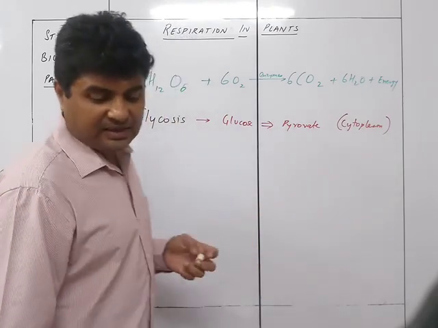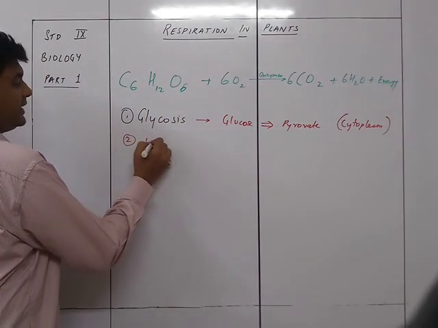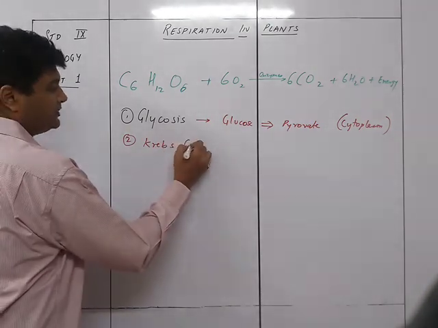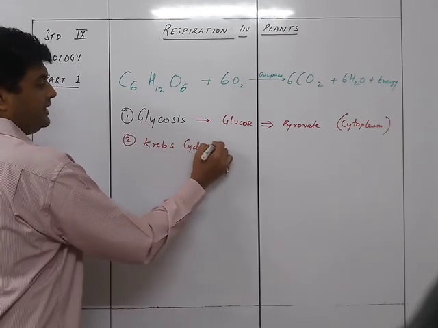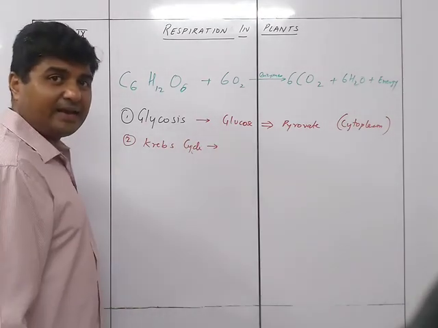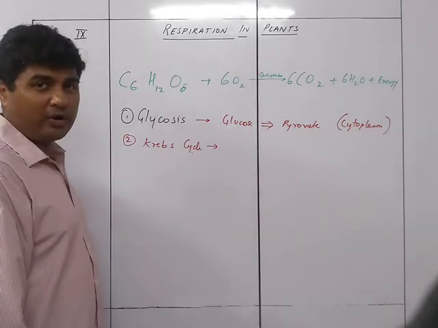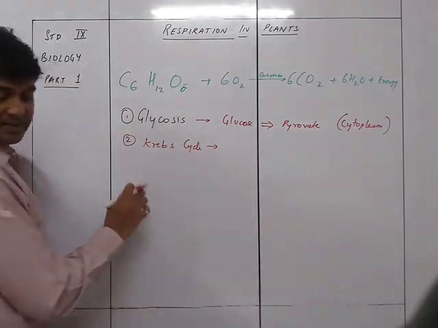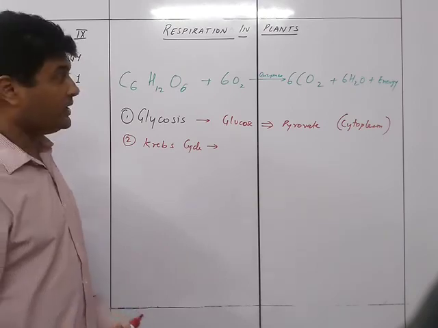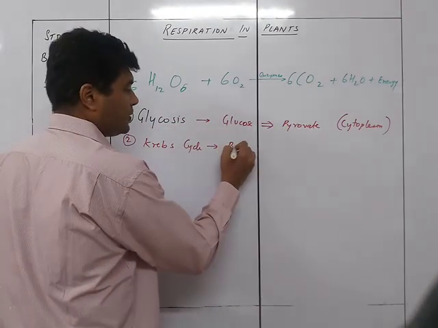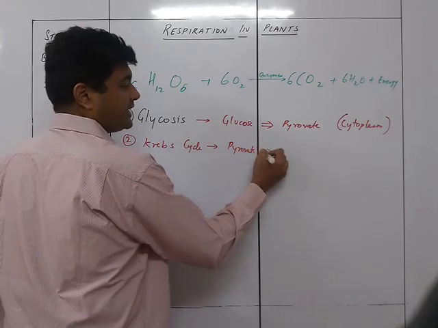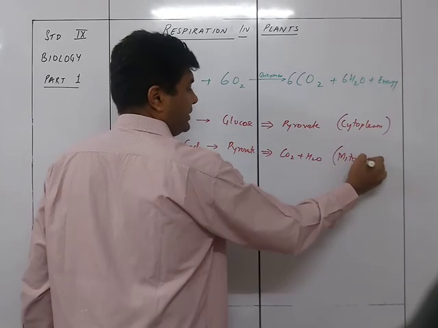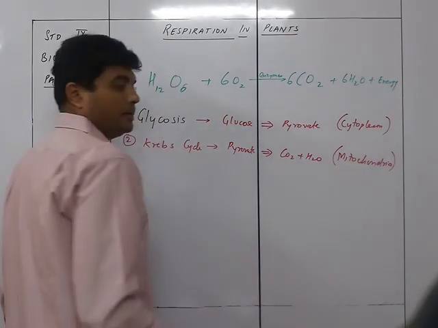And then the next thing is the Krebs cycle. You can just understand the spelling, K-R-E-B-S. Whether you pronounce it Krab or Crab doesn't matter. The main thing is the spelling should be correct. So in this case, the pyruvate gets converted into CO2 plus H2O, and this takes place in the mitochondria, the powerhouse of the cell.